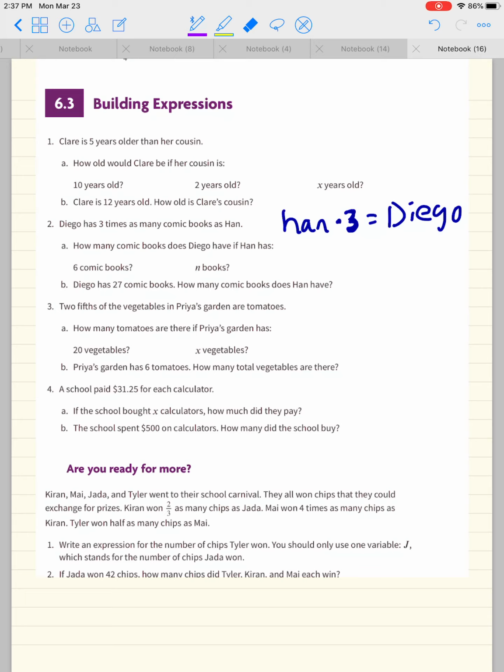If Diego has 27 comic books, how many comic books does Han have? So here we know that Diego has 27. And so we need to figure out what times 3 is equal to 27. Now, if you know your math facts, you may know that easily, but if you don't, you're going to have to solve this algebraically. So you're going to have to get rid of this times 3 by doing the opposite, which is divide by 3, and you're going to have to do that to both sides. The answer is that he has 9 books.